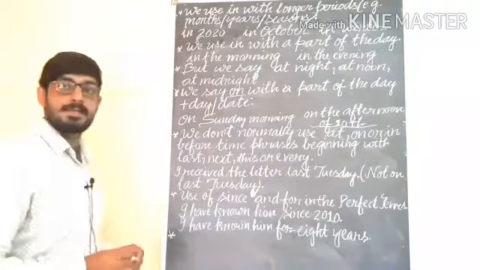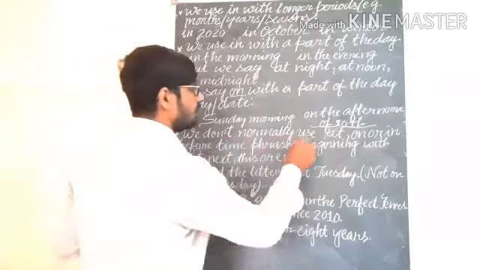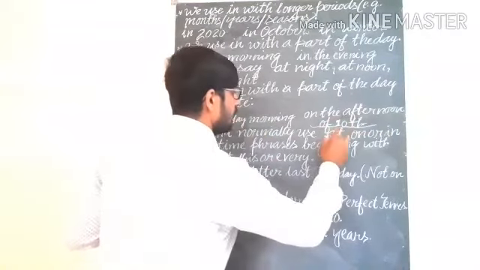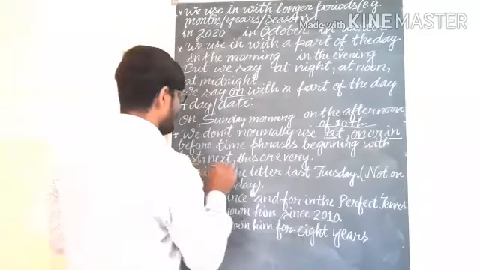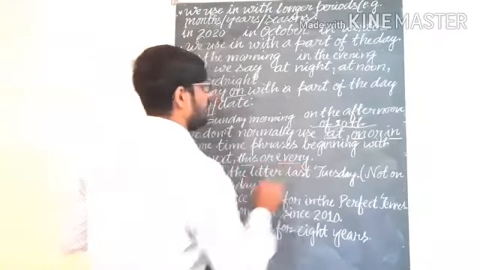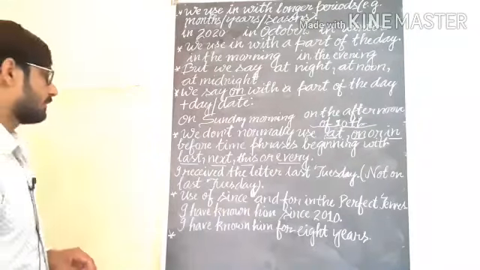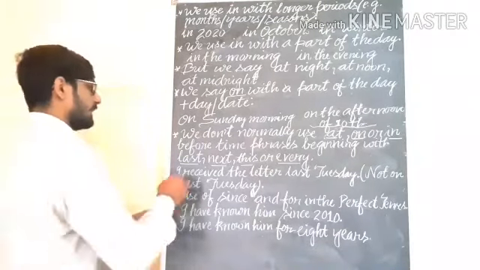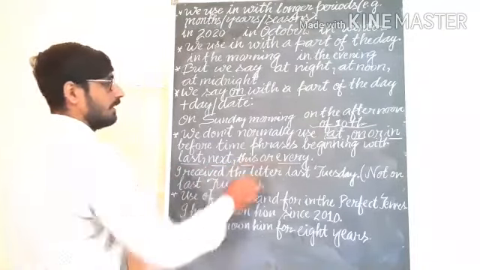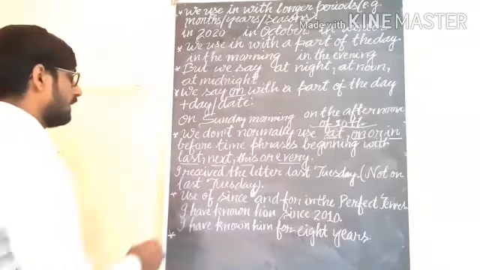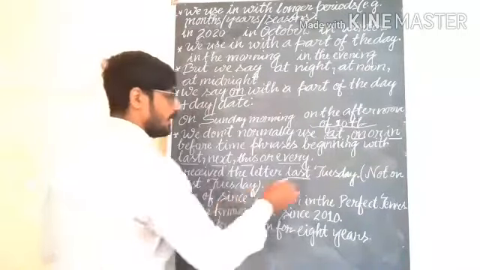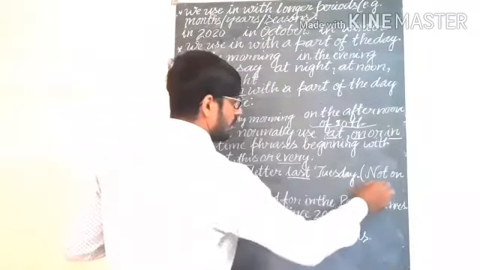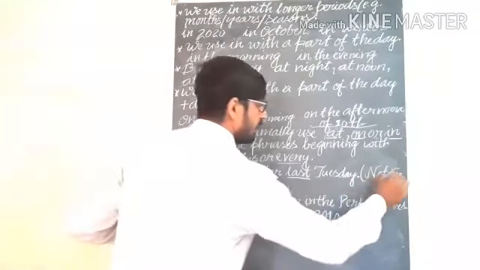Next example. We don't normally use at, on or in before time phrases beginning with last, next, this or every. Understand? Look at the example: I received the letter last Tuesday. We are not using here on last Tuesday. We are not using here on. Understand?